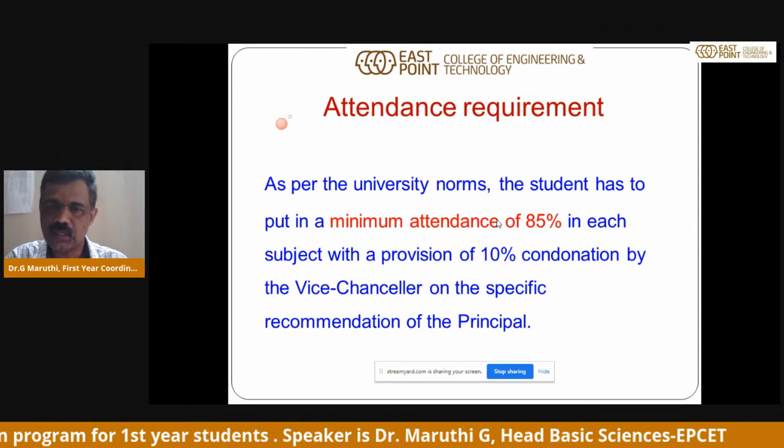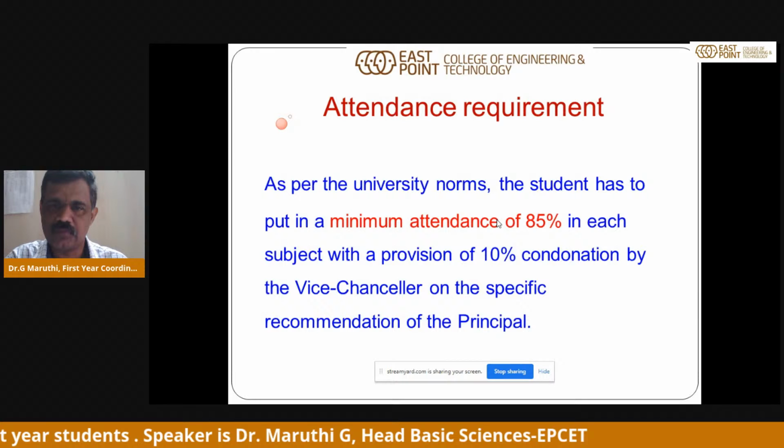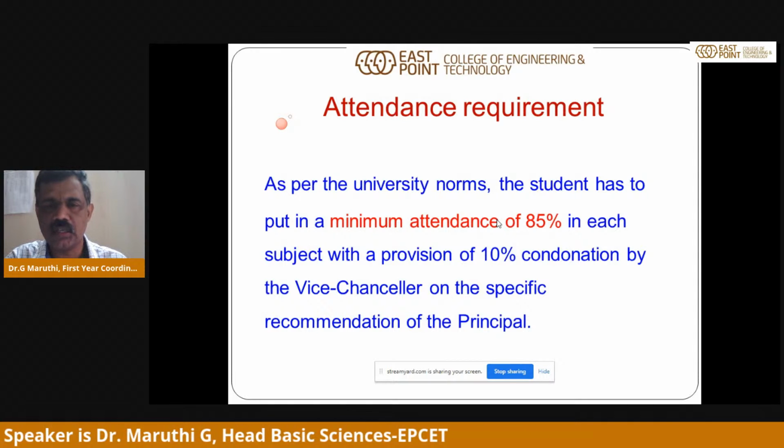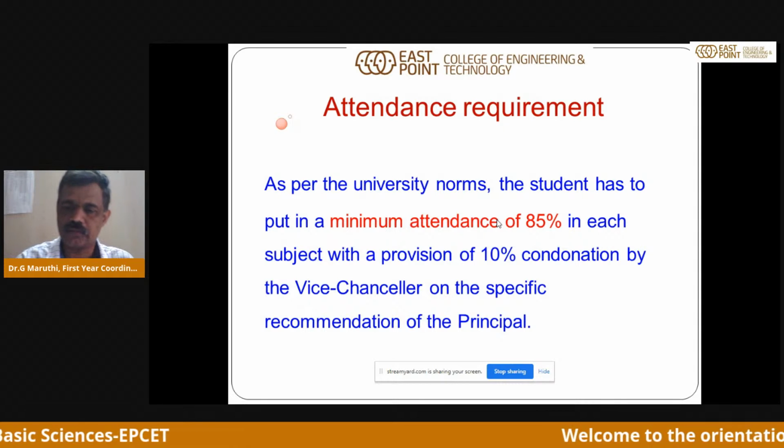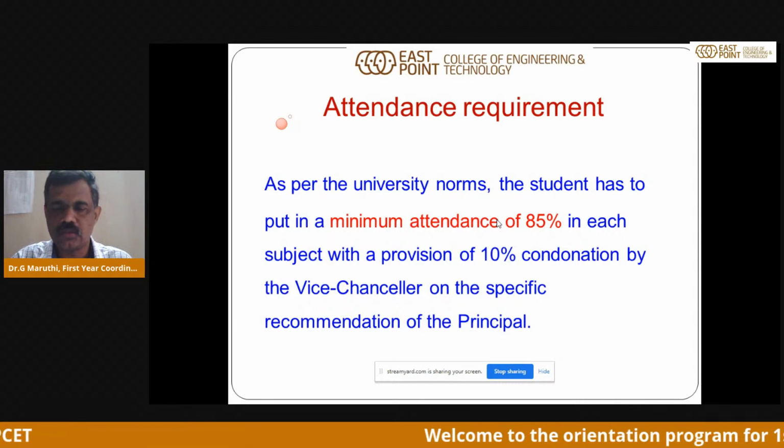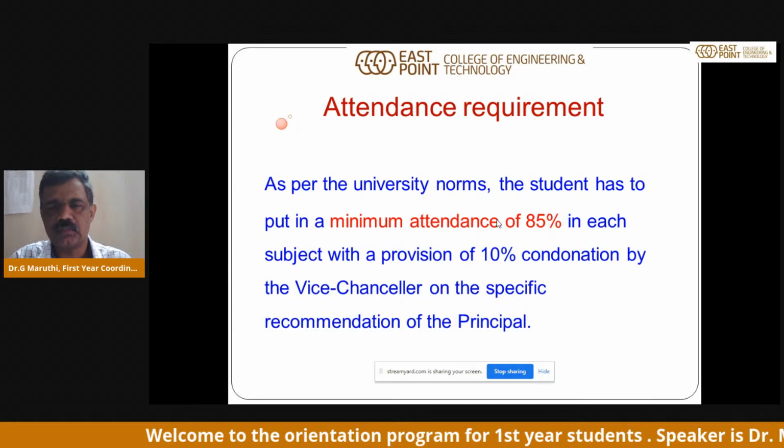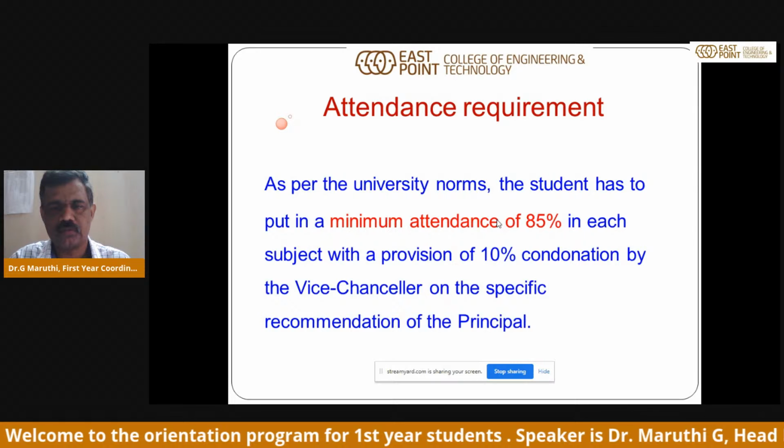In case you miss the classes and even in one subject, if you get less than 85% attendance, then you may end up losing one academic year. So therefore, you are required to attend at least 85% of the classes that we are going to conduct in a semester.